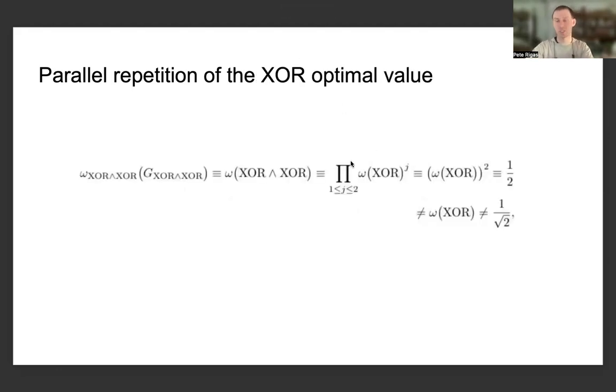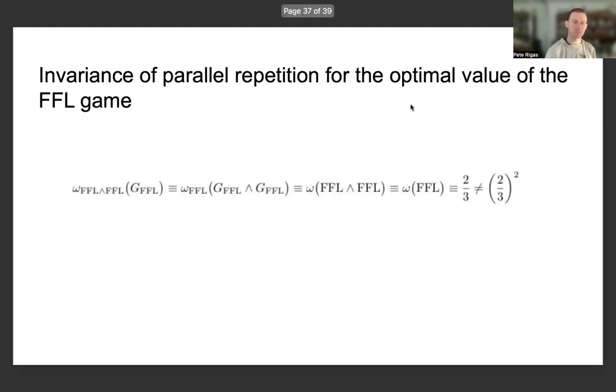And the parallel repetition of the XOR optimal value is different from the optimal value of the FFL game, because this optimal value is actually equal to 1/2. So the optimal value under one round of parallel repetition is equal to 1/2 and not equal to 1 over square root of 2, which is the value that I provided and discussed earlier for the viewer in this presentation in the series.